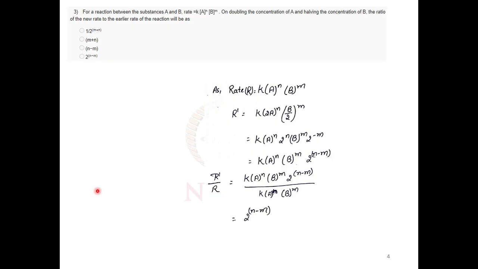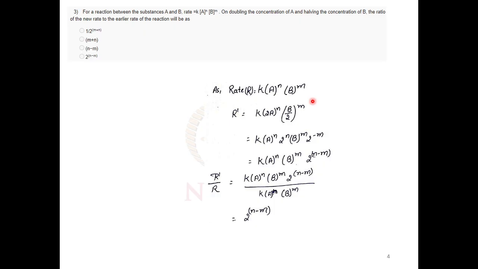So come to here. For a reaction, this is also a rate equation where the rate is given as k a to the power n into b to the power m, and on doubling the concentration of A and halving B, the ratio of the new rate to the earlier rate of the reaction will be... This is a very simple question. So you know that A is going to be 2A, right? A is going to be 2A and B is going to be B by 2. So basically 2 to the power n minus m, right?